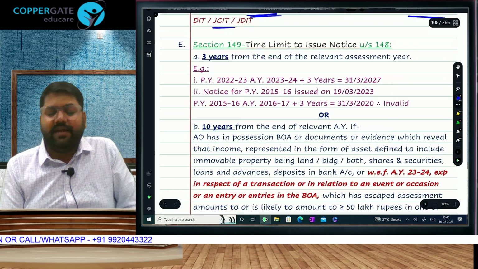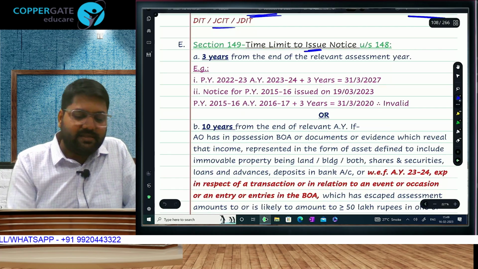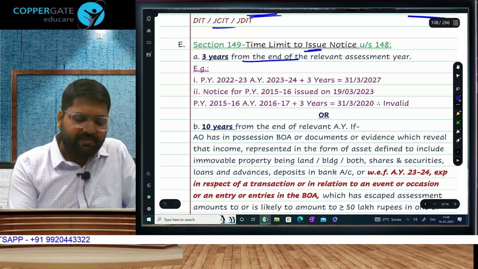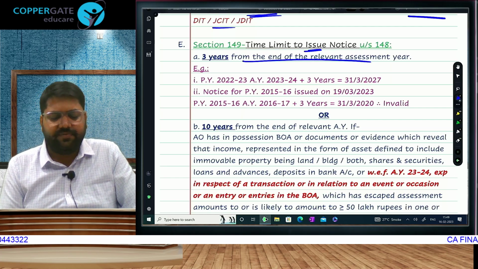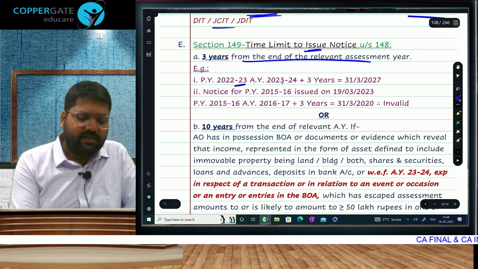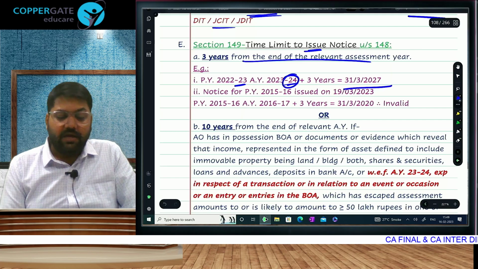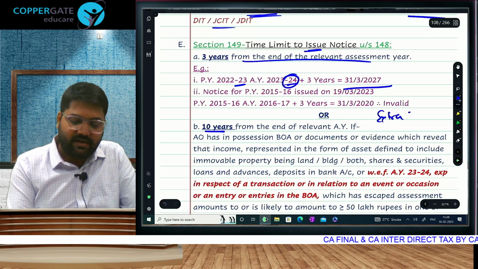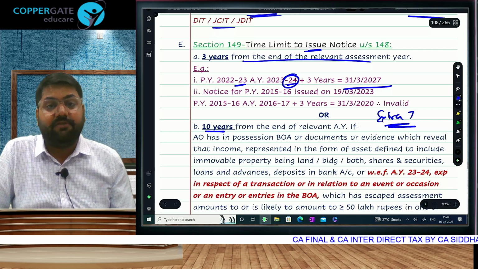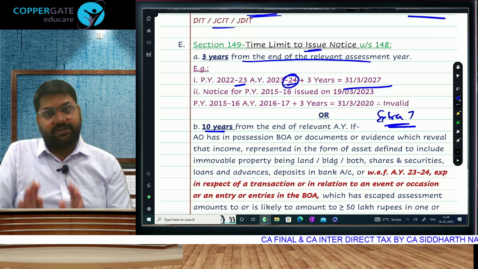Next, section 149 has given us the time limit to issue. By this date the notice has to be issued. The normal time limit is very easy: 3 years from the end of the relevant assessment year. So 2022-23 is your previous year and assessment year. 3 years. However, in certain cases 3 will become 10. That means, in other words, you can say extra 7, 3 plus 7 equal to 10. It is not 10 extra years, it is extra 7 years.